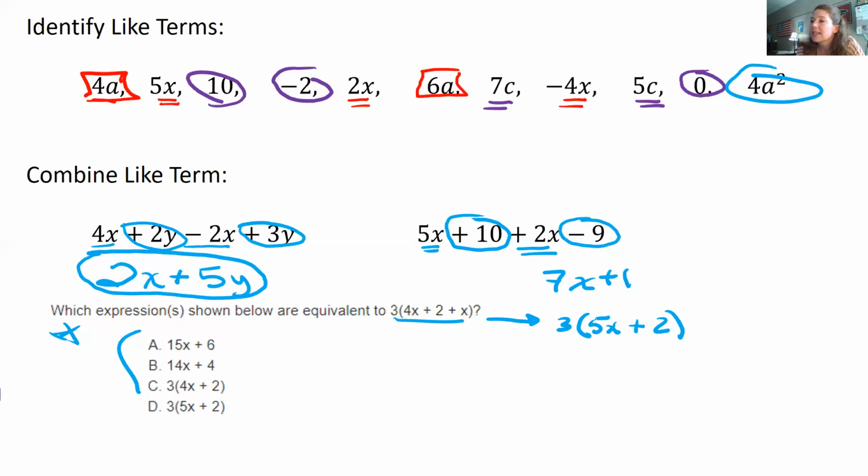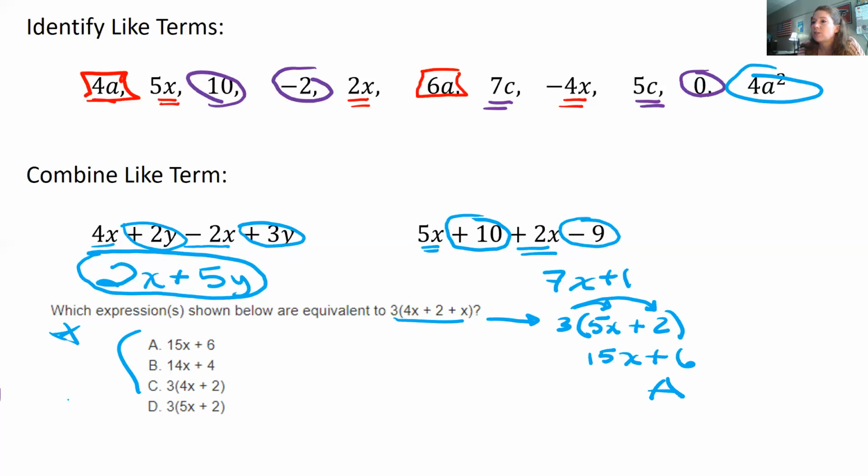2 is a constant. So even though I can't add unlike terms, you can multiply unlike terms. So now that's what I'm going to do. I'm going to use the distributive property. Since I can't add those unlike terms, I have to use the distributive property. So 3 times 5x is 15x, and 3 times 2 is 6. So which of these is equivalent? Well, the answer is A.